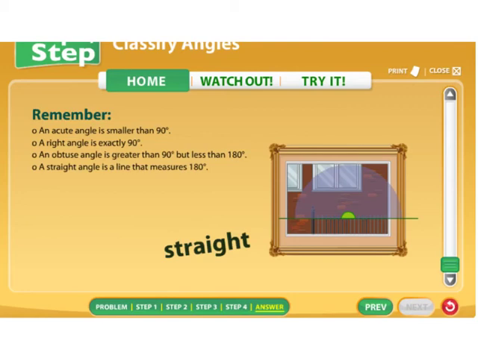Remember, an acute angle is smaller than 90 degrees. A right angle is exactly 90 degrees. An obtuse angle is greater than 90 degrees but less than 180 degrees. A straight angle is a line that measures exactly 180 degrees. Angles aren't so bad after all. What do you think?